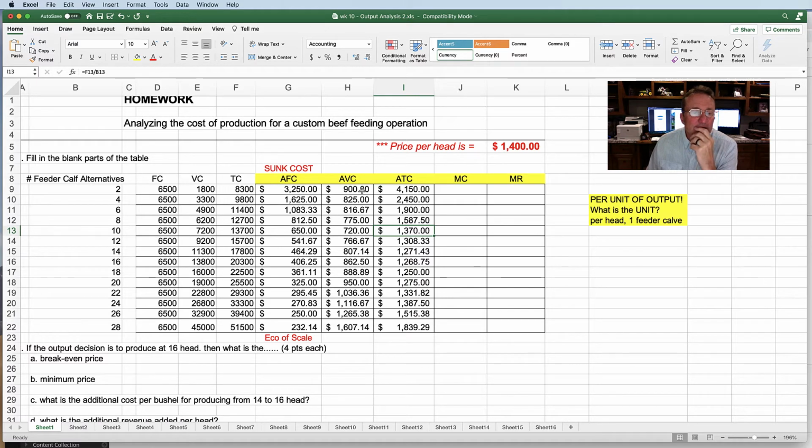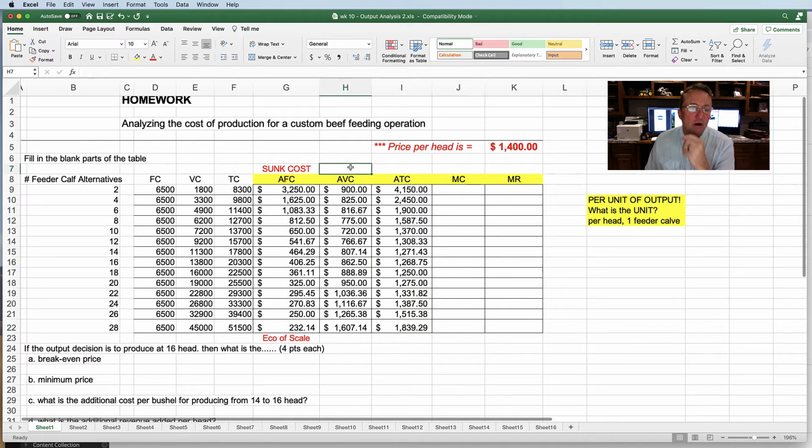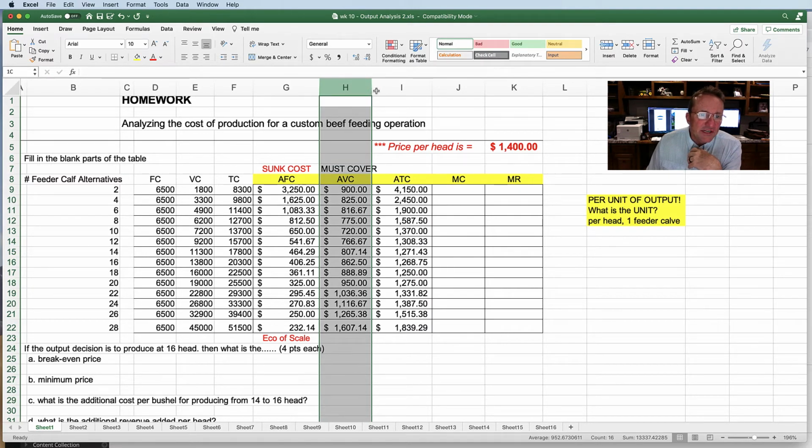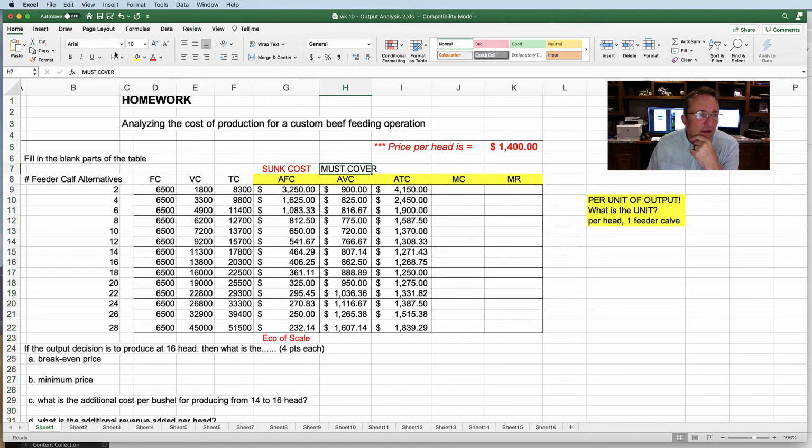All right, so that is what we call average. And average tells you things like at a particular level. In fact, variable cost is one that we must cover. That is important to also have here. We've got to cover variable cost, because if you don't produce any calves at all, in other words, if we don't have any calves on feed, then we would incur fixed cost. So there's nothing we can do about that sunk cost.